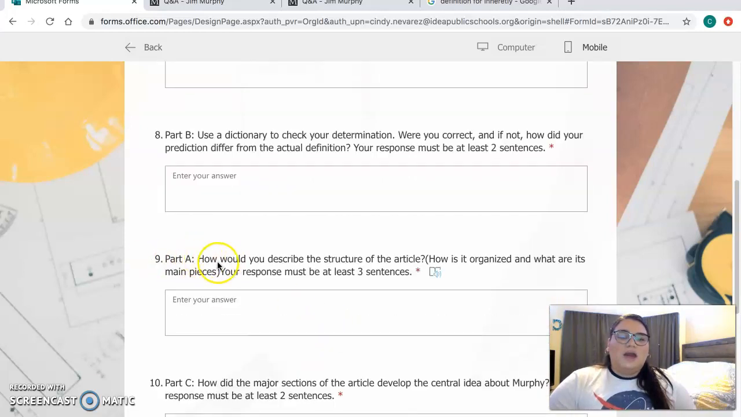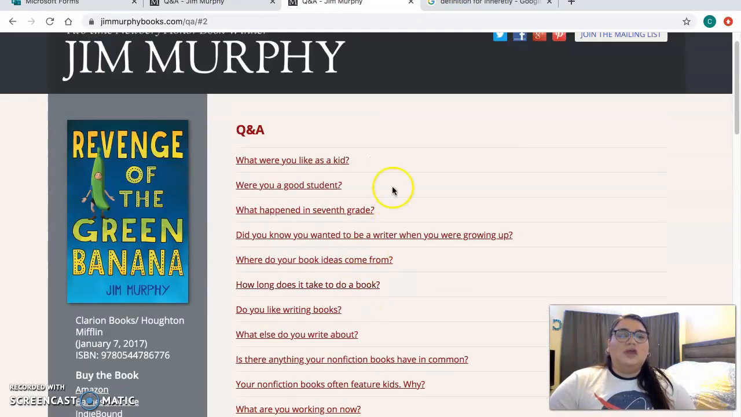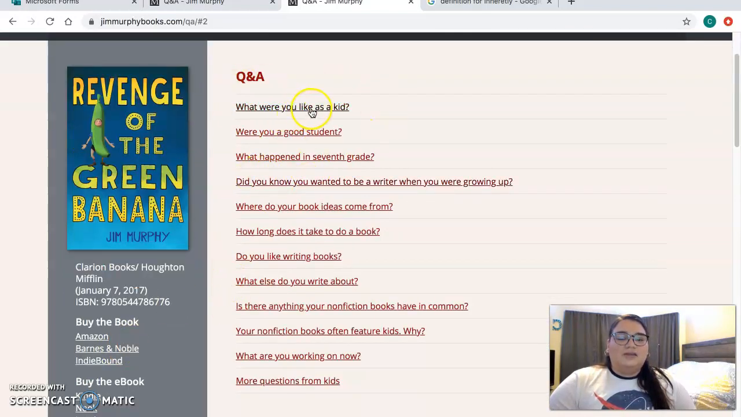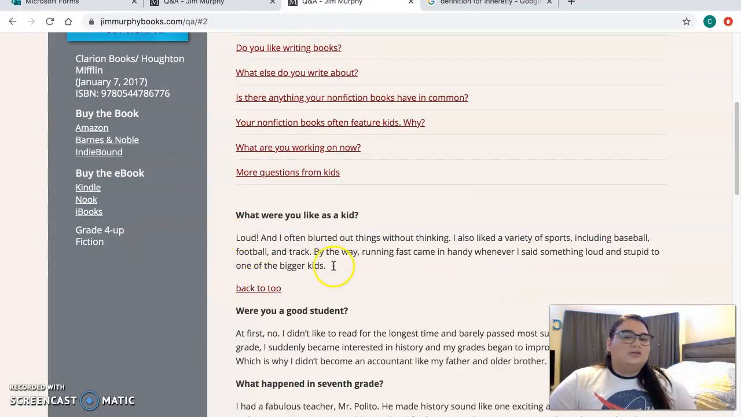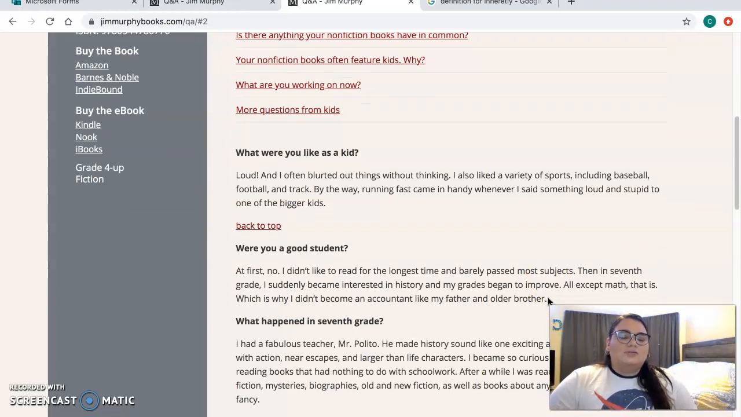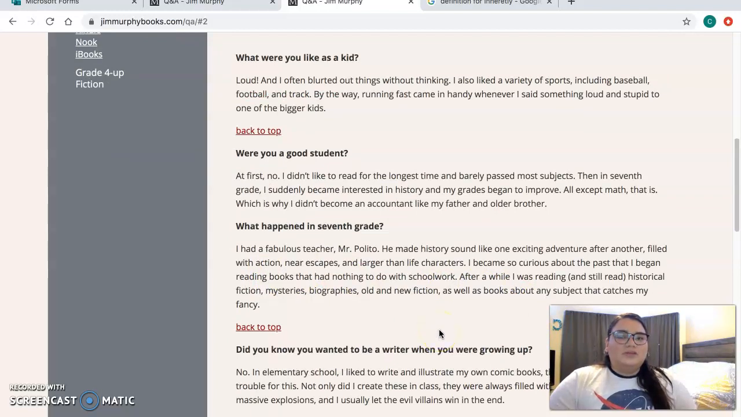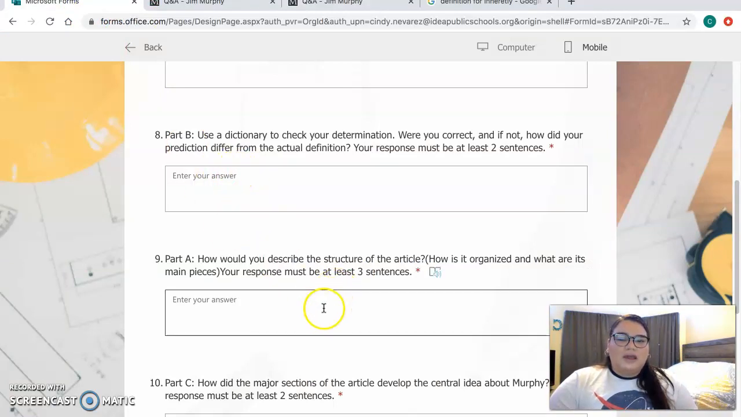And then here, how would you describe the structure of the article? So then you would go and look at the way that the structure of the article is. If we're looking at structure, we can see that first you're presented with the questions and easy access to the links. Then you would maybe try to talk about the style in which they're answering the questions. Is it in the first person? Is it in the third person? What is he talking about? Is it organized in a certain way? So those are the type of things that you would write about in that question.